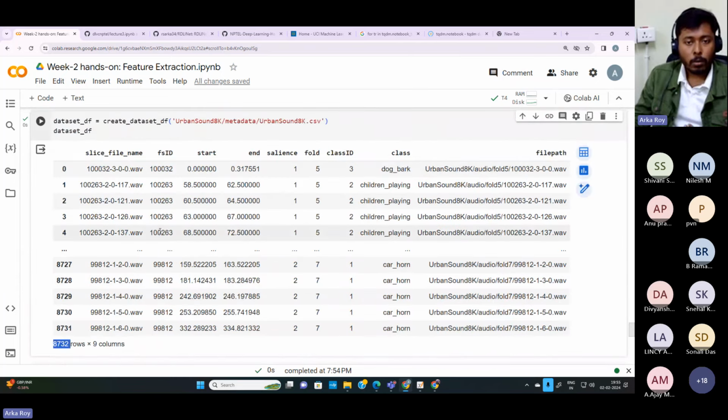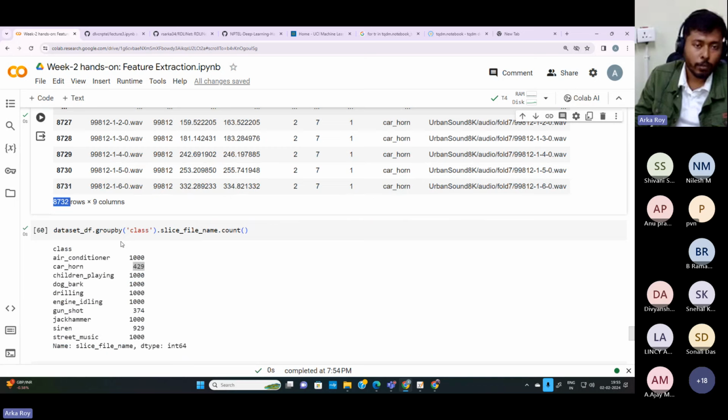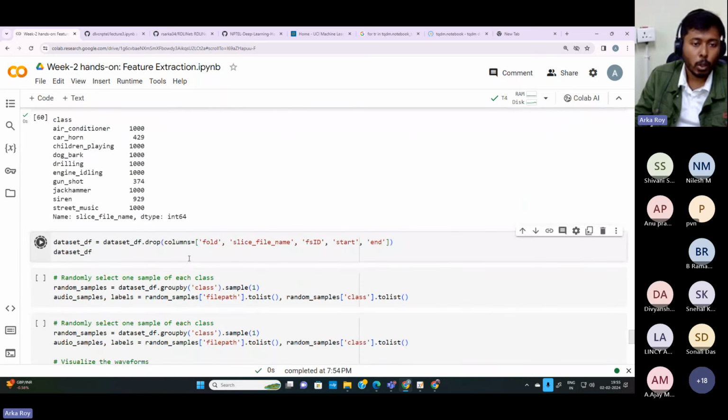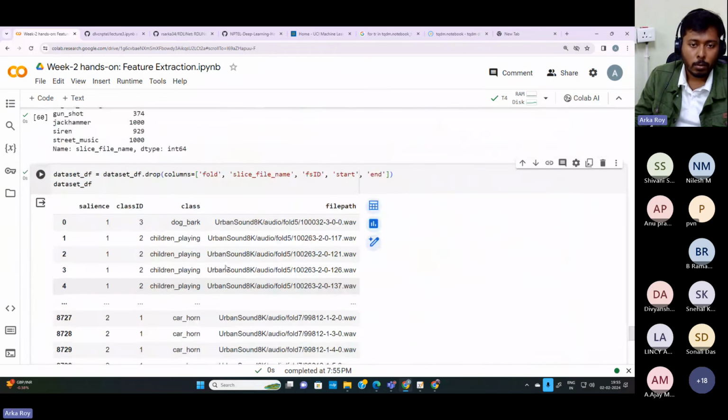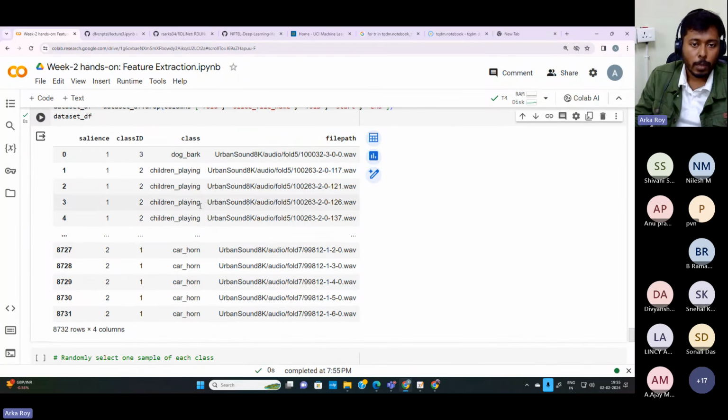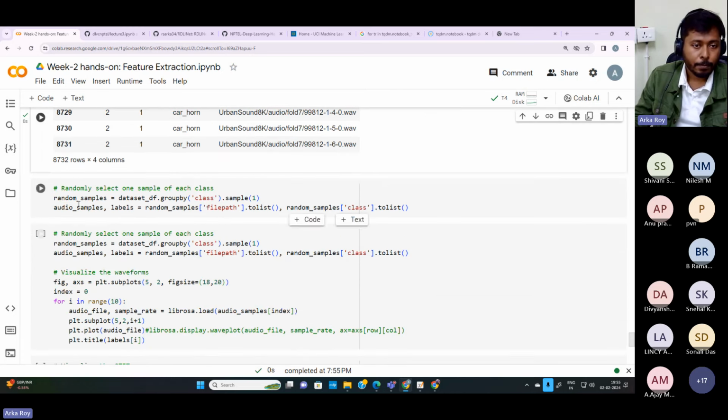Now, what is the most important thing that I need? That is this class information and this file information, because I want to see the signals and I want to know the label, that is, which class each should be mapped to. So over here, let me drop some of the columns. For example, I have dropped fold and slice file name. My main concern is these two columns, class name and the file path.